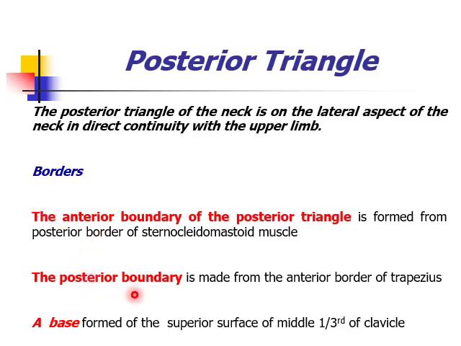The posterior boundary for this triangle will be the anterior border of the trapezius muscle. The base of the triangle is formed by the middle 1/3 of the clavicle. We said that the posterior triangle is an erect triangle with its base resting on the floor while its apex is up in the back of the neck.